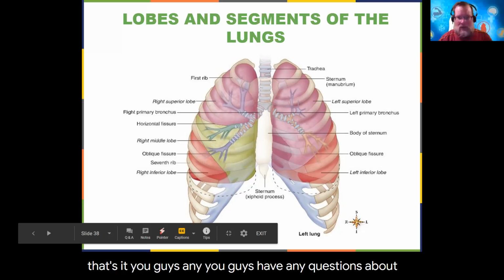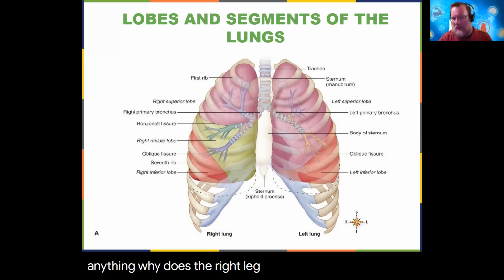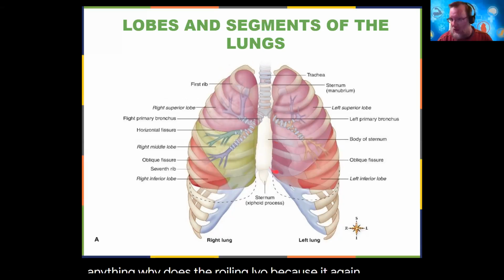Why does the right lung have? Oh, because again, because of the heart. So the right lung is three lobes. We have the superior, middle, and inferior. The left lung is just superior and inferior. It's slightly smaller, again, because of the position of the heart, or primarily.